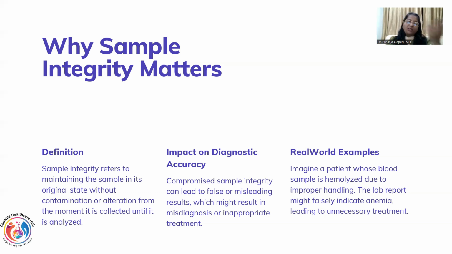In biochemistry, we think about hemolysis because we centrifuge the sample and we can see the lysis. But what happens in hematology? We don't get to see it. And those are the hidden things that will lead to wrong results.